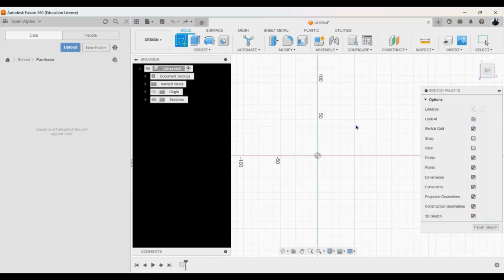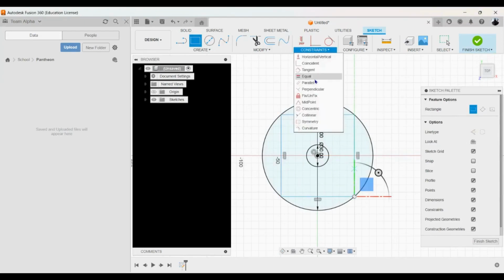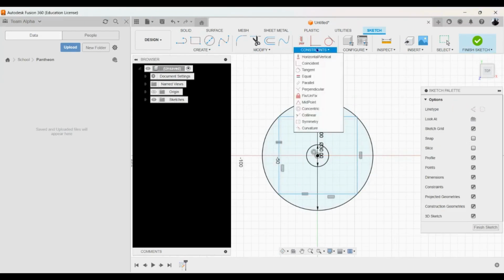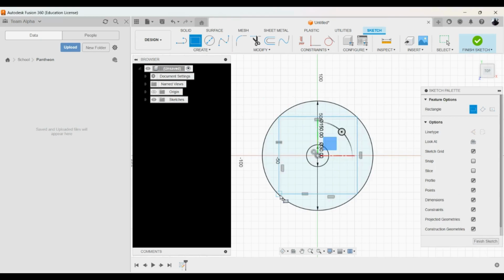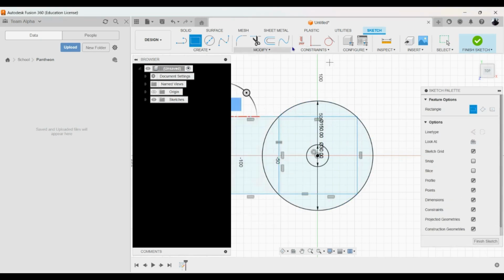First, we'll start with the base of the Pantheon. The Pantheon has the basic shape of a dome, so for our sketch, we will need a circle. The half dome becomes cylindrical halfway to accommodate for the rest of the building, which means we'll also need a rectangle to revolve around the same axis.